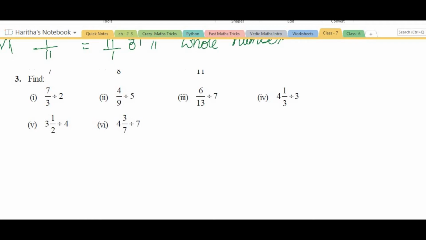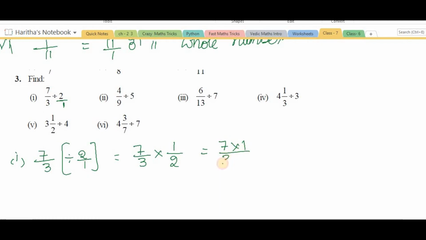Simple. We got the numerator exchanged to the denominator and the denominator exchanged to the numerator. But here what we have to think is that the denominator should be 1. We have to consider that the denominator is 1. 7 by 3 divided by 2 by 1. And now the reciprocal will be easy for us. 2 by 1 reciprocal is 1 by 2. So as there are no cancellations, multiply numerators and denominators. 7 ones are 7, 3 twos are 6.